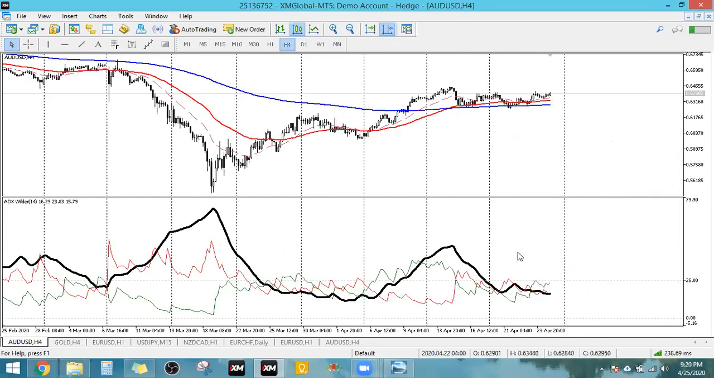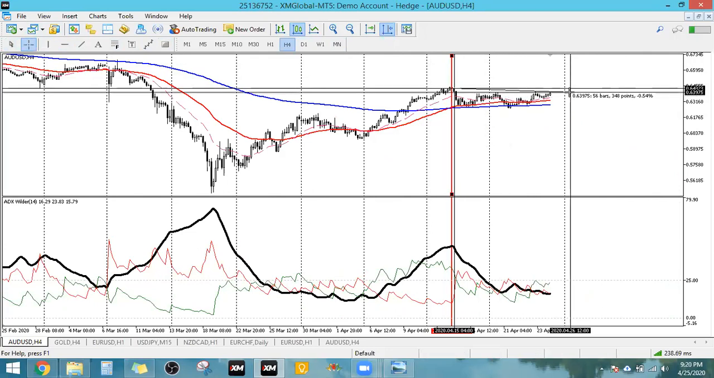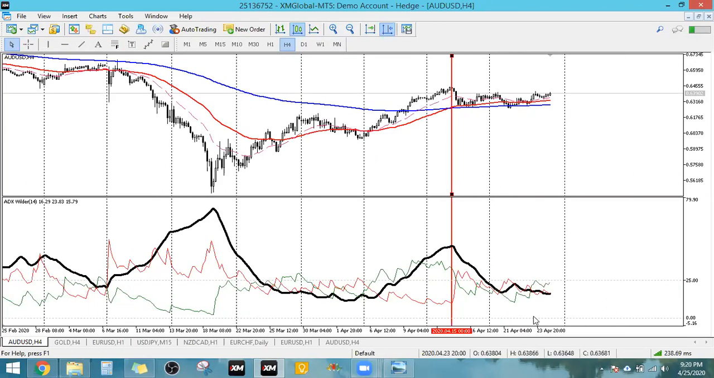Sa H4, same, below 25. Kakabigay niya lang ng buy signal recently. So andito yung ating buy signal. If we bought here, the market went down a little bit, pero umangat ulit. So you should be like negative 40 pips right now. So wala pang trend eh.